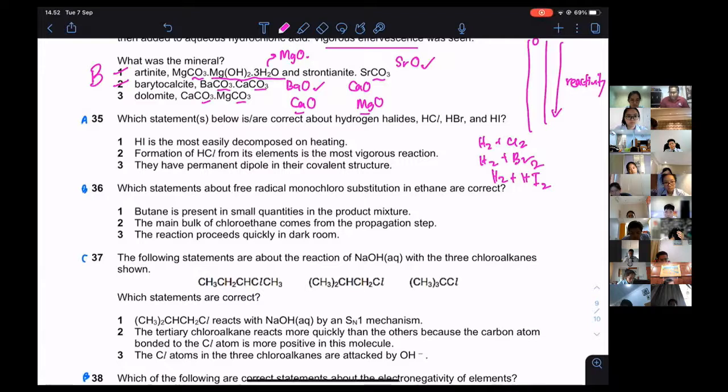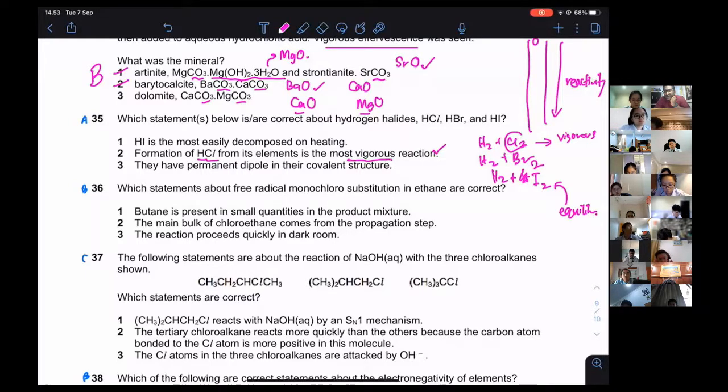And you know that Cl2 is going to be smaller compared to I2. So Cl2 is going to be more reactive compared to I2. So the reaction between H2 and Cl2 is going to be more vigorous, and compared to this one, if you remember, they will form an equilibrium. So it's not so reactive. So here, when they say formation of HCl from its elements is the most vigorous reaction, the answer is correct.